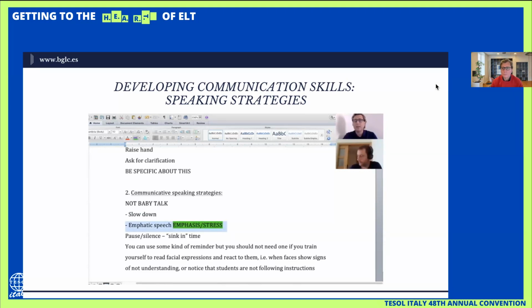Emphasize the key, and when we talk about emphasizing, we talk about keywords, content words. And so therefore the grammar words we can simply express like this, but then when we want to say something really important, we stress it like this.